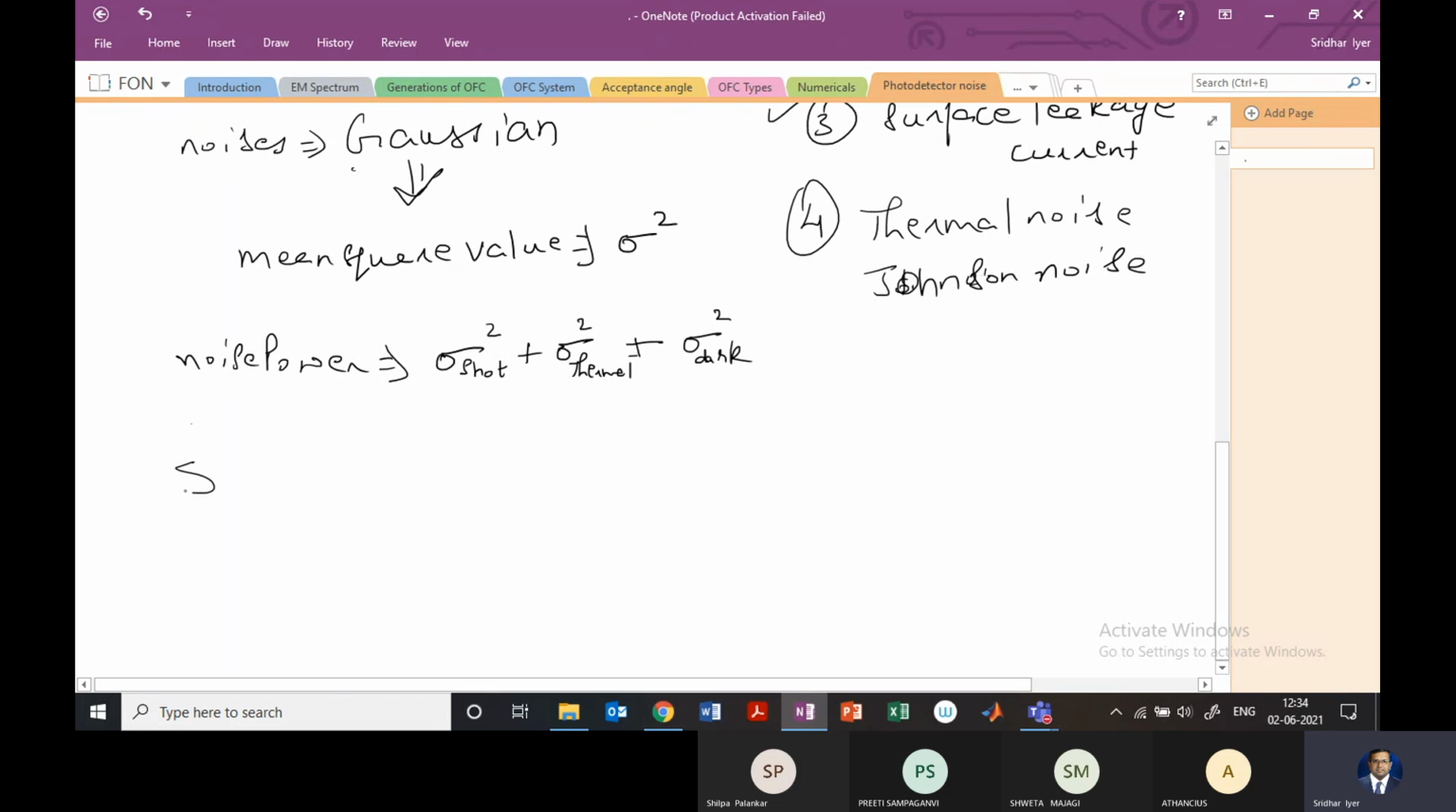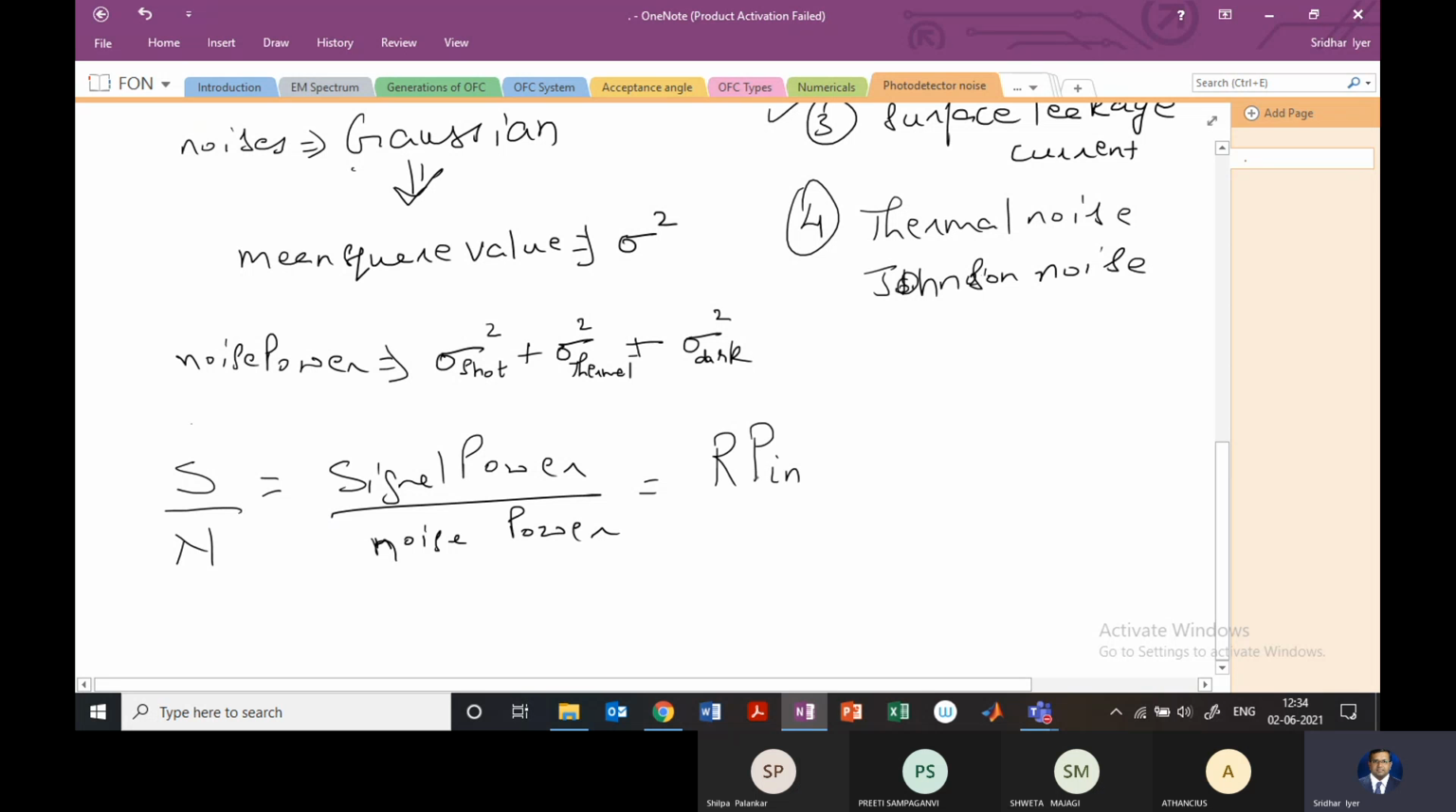So in general, the signal to noise ratio will be the signal power divided by the noise power, and you can always get the signal power as the average power or mean power, and we have seen how we can get that in any photodetector. So you can always get this as P in. If the detector has a responsivity, it will become R into P in. The noise power will just become the addition of all the noises which are present. So you can have sigma square shot plus sigma square thermal plus any other noise which you have.